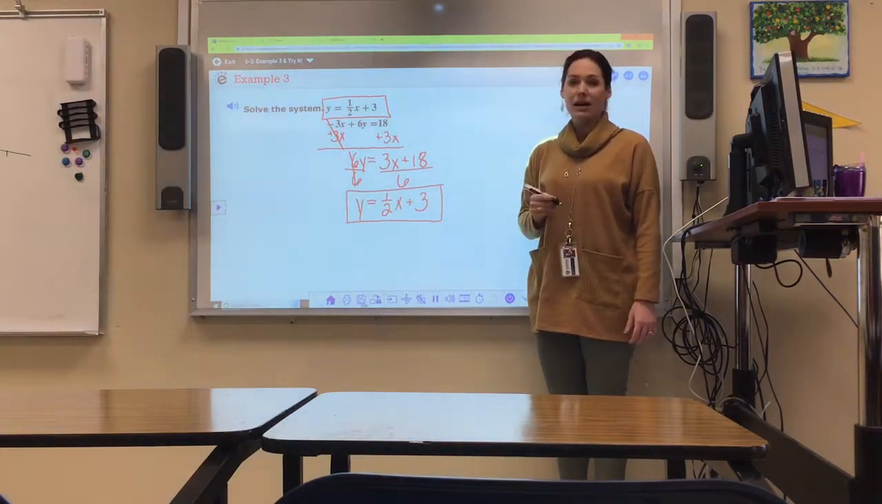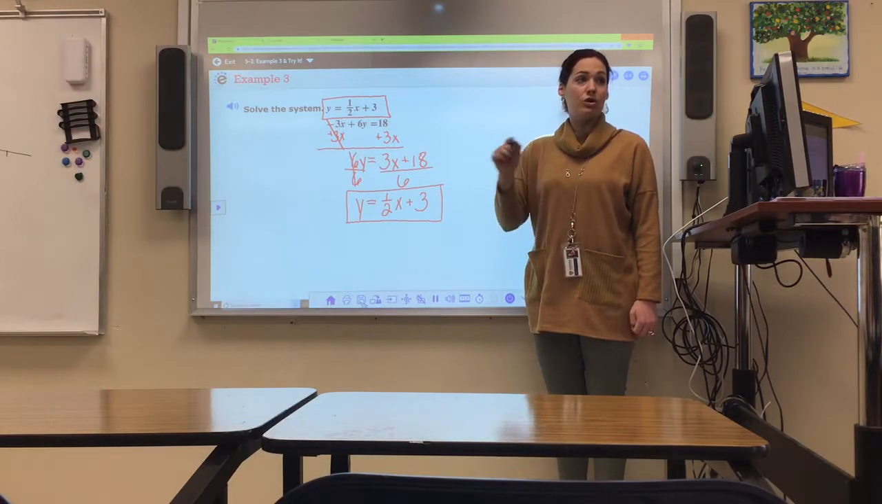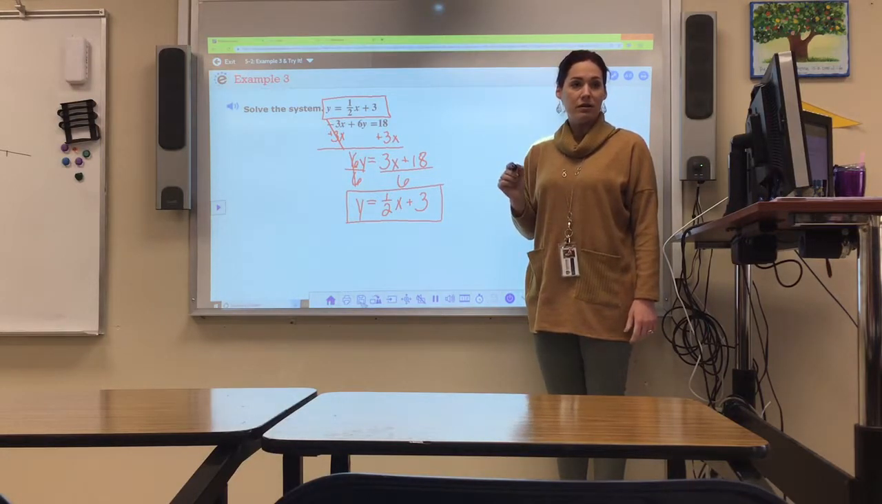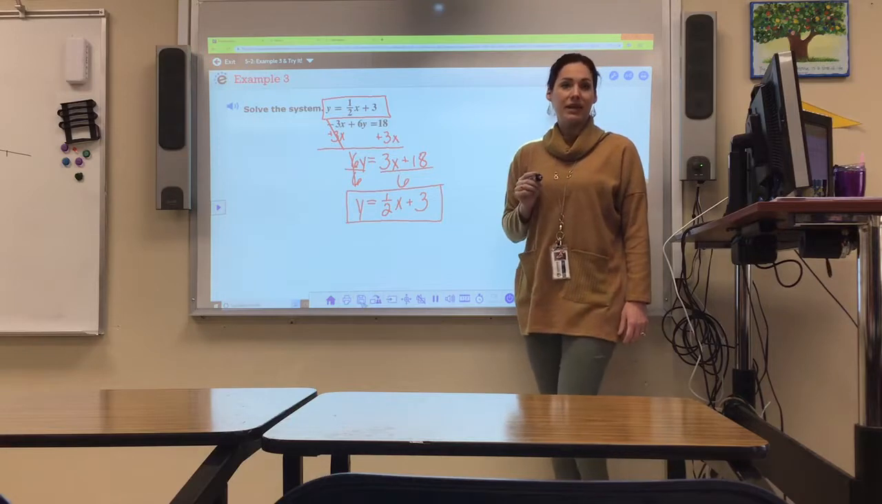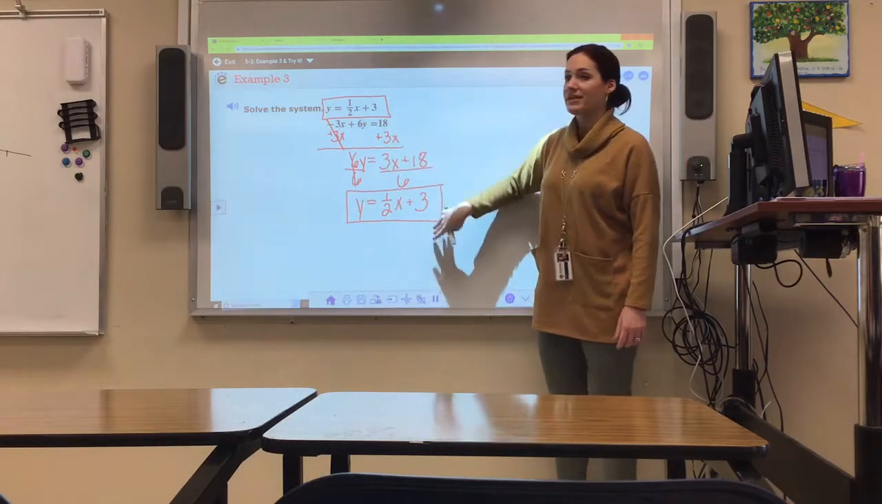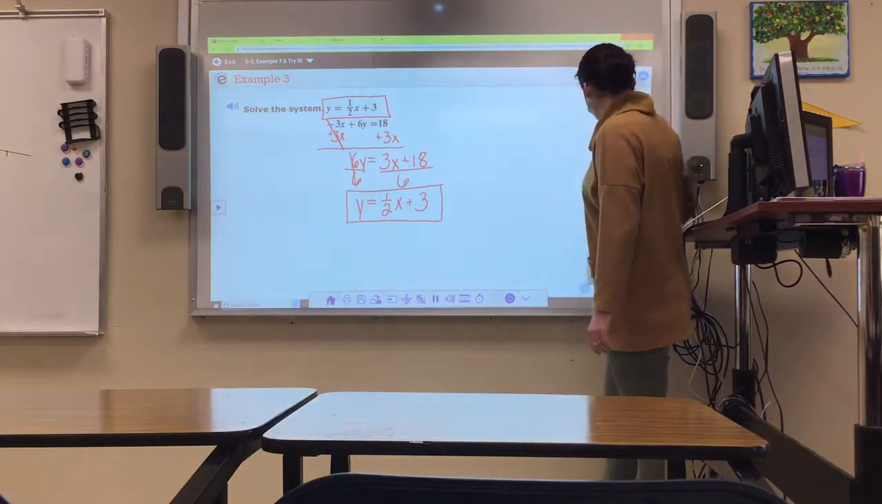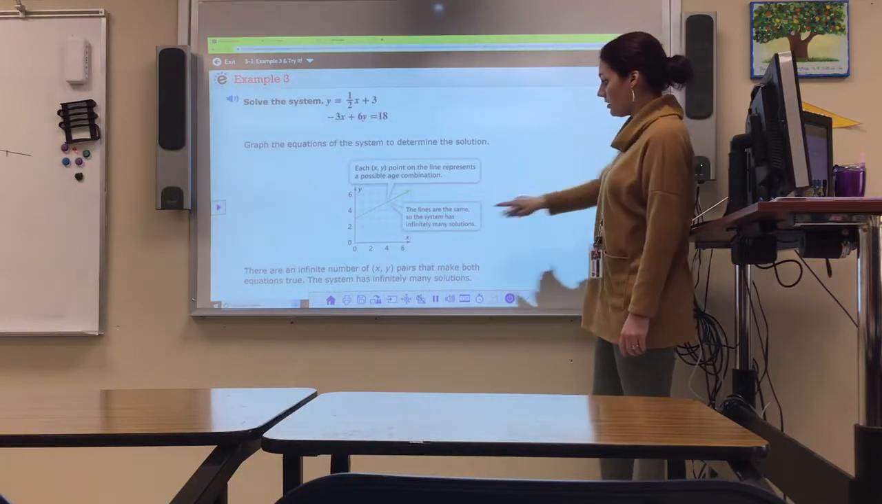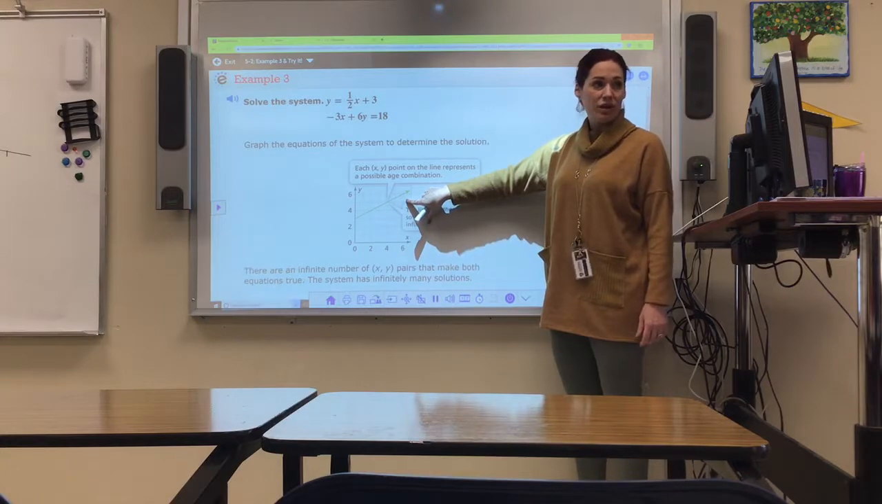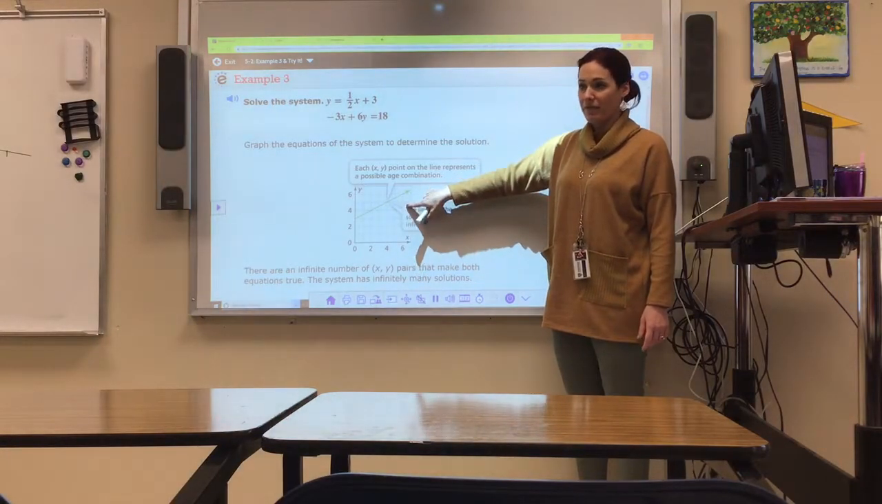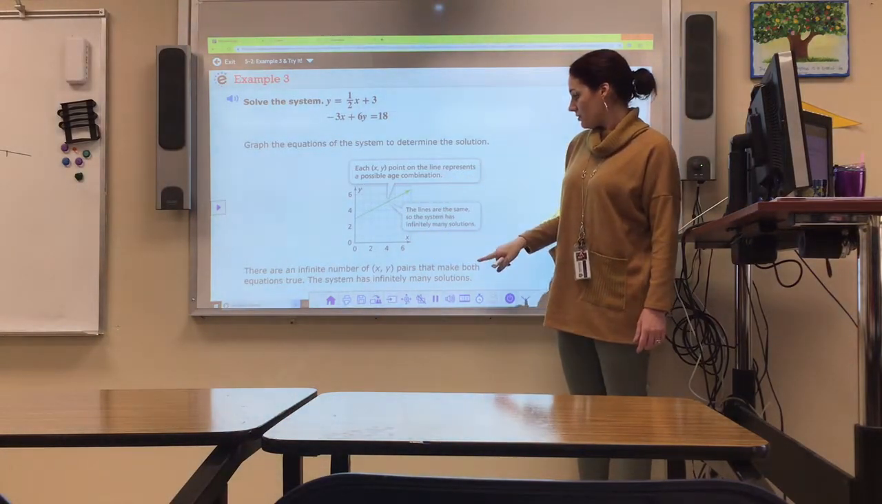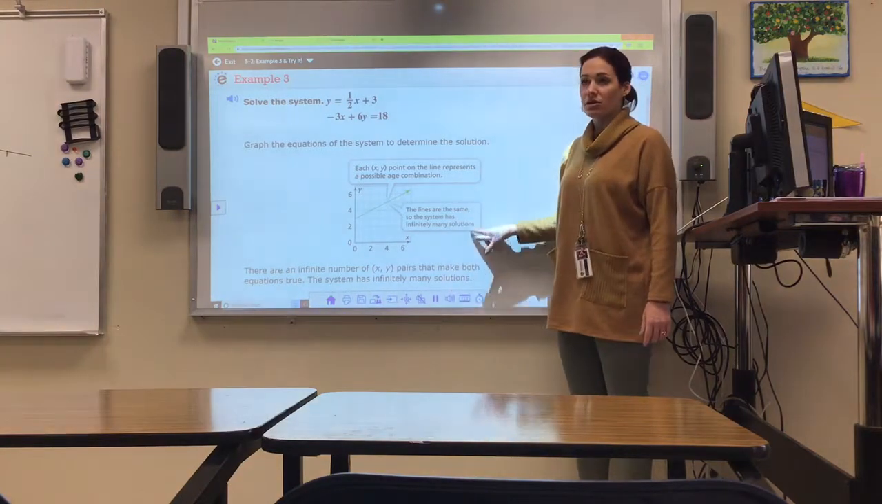You should be able to tell me what my answer is even before you look at the graph. Christian? It is infinitely many solutions. Infinitely many solutions. These are going to be the same exact line. So if I graph it, that's what it looks like. You have one line right on top of the other line. Infinitely many solutions.